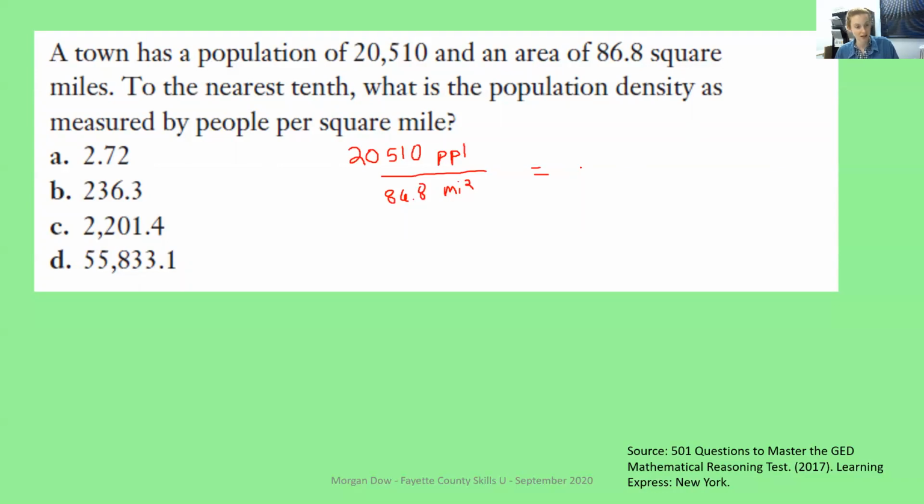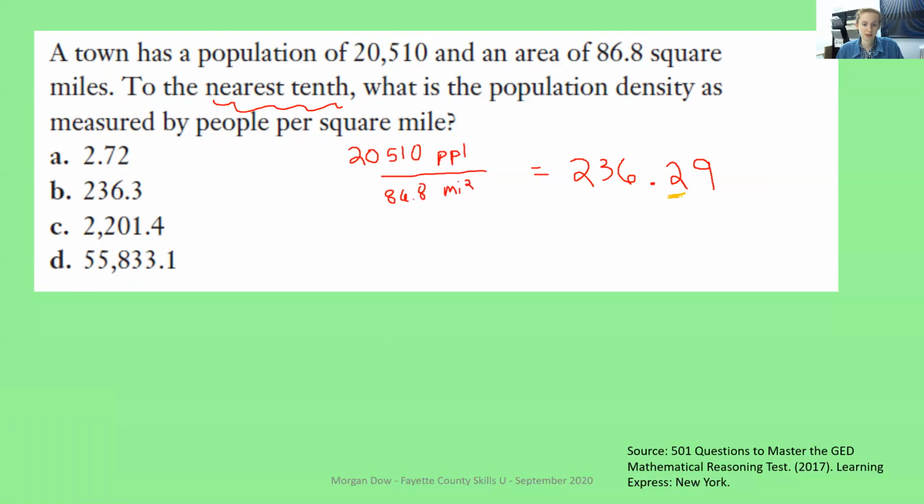20,510, let's try that again, divided by 86.8 gives me 236.29. So that's the tenth place, 2, and 9 is the hundredth place. There are more numbers on there, but I don't need to worry about it because I'm rounding to the nearest tenth.